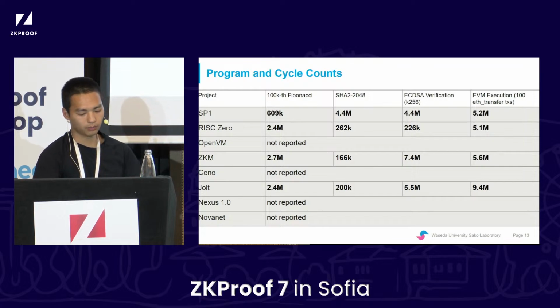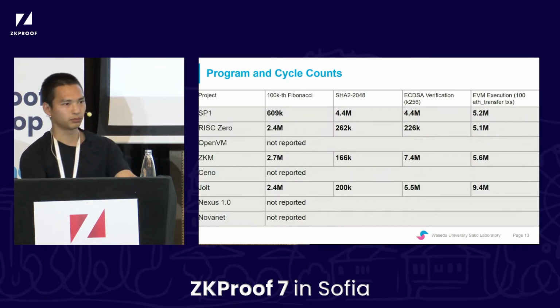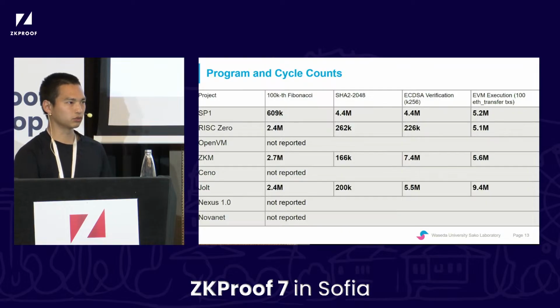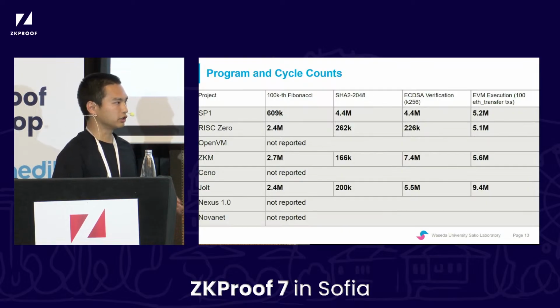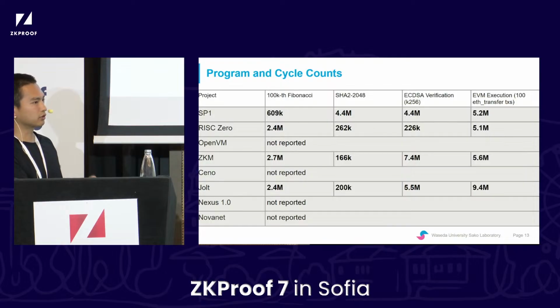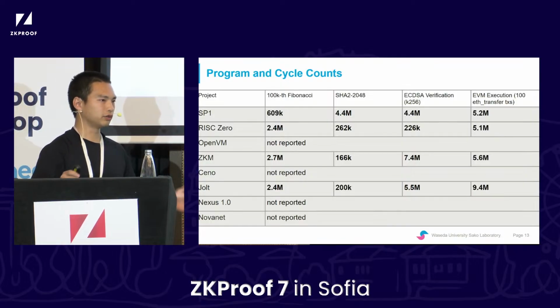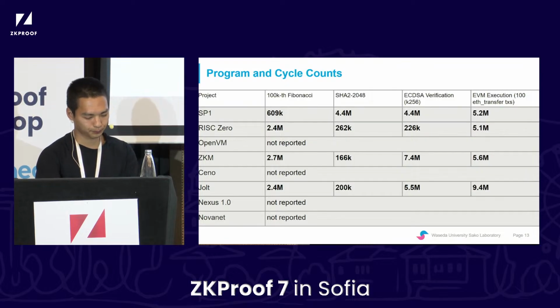And when a program is executed, each zkVM calculates cycle count to estimate the proving cost. Cycle count is calculated based on the trace, following some rules, such as 1 cycle for addition instructions and 4 cycles for memory access instructions. But these rules are a little bit different among projects.